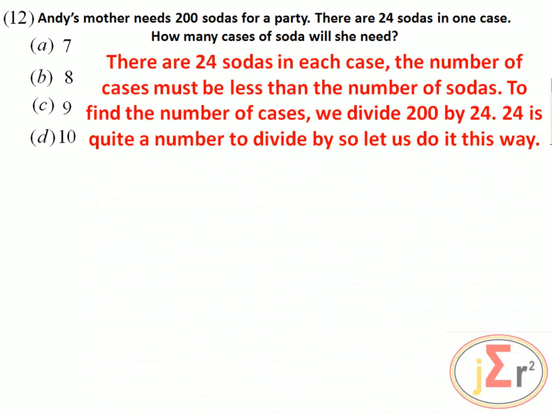There are 24 sodas in each case. But what case? Andy's mother needs 200 sodas for a party. There are 24 sodas in each case. How many cases of soda will she need? There are 24 sodas in each case. The number of cases must be less than the number of sodas. To find the number of cases, we divide 200 by 24.